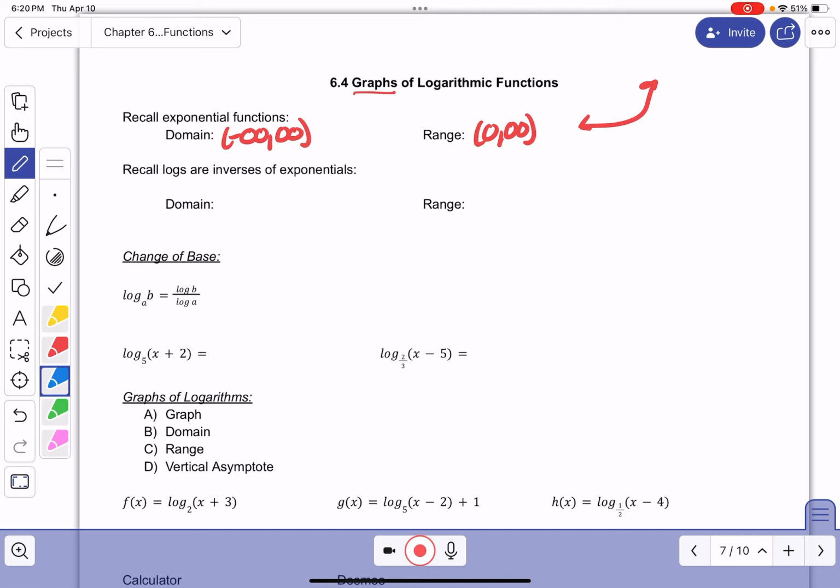In 6.3, we learned that logs are the inverses. So if the exponential looks like the red one, the log is going to look like the blue one, and the x and y switch. So now our domain is 0 to infinity, and our range is negative infinity to infinity, which goes along with the fact that we said we can't have anything below 0 or lower in our argument, but we can get negative answers.